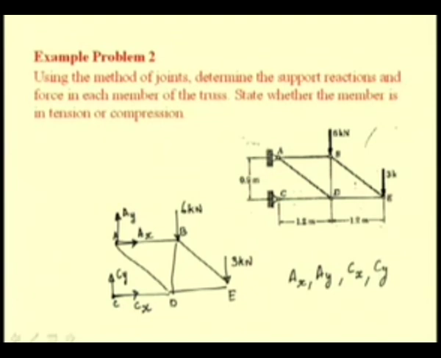So, the total number of unknowns at hand is AX, AY, CX, CY. But we know that for this truss to be in equilibrium, if we write the force summation equations, sigma Fx equal to 0, sigma Fy equal to 0, and sigma moment, let us say about a point A, equal to 0, these three equations can be used to determine only three of these unknowns. So, how do we proceed? If we remove this truss from its support, actually this element CD is no longer rigid and is free to rotate about this joint D.